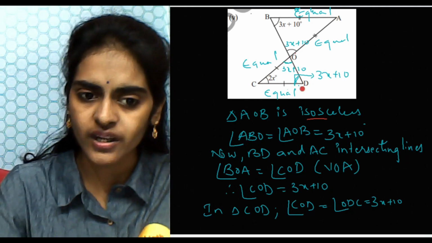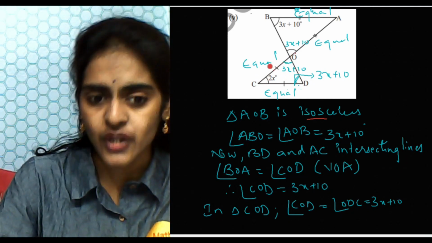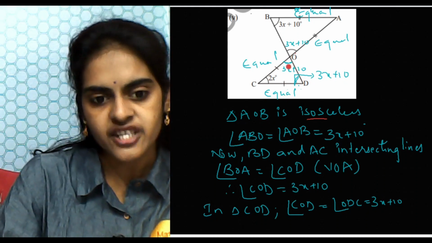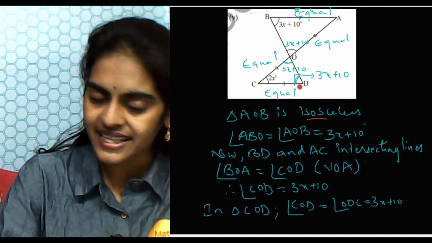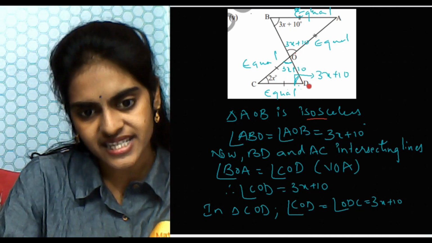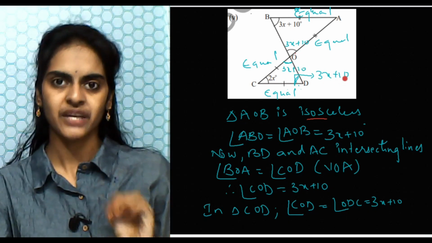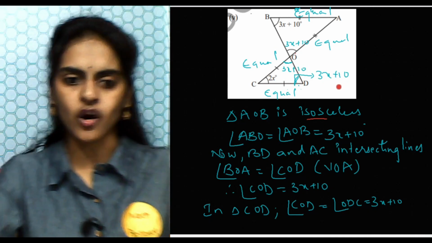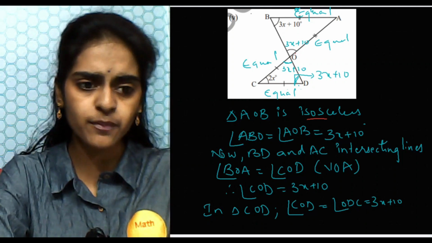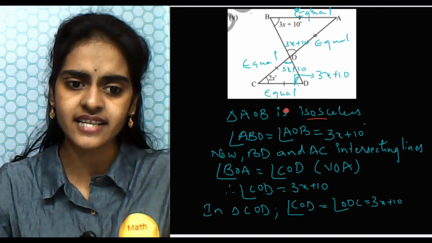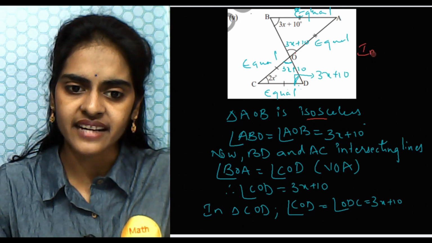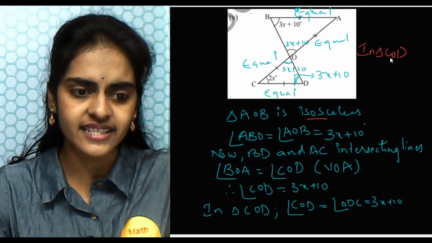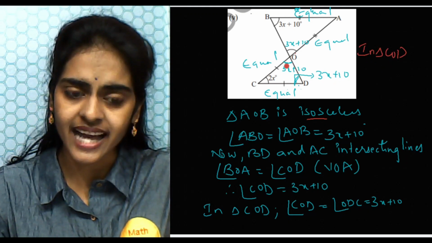In this triangle COD, this is also isosceles. So you have this side equal to this side, which means these two angles are equal. So if this angle is 3x plus 10, this angle is also 3x plus 10. Clear till here? So the next point which we are going to use here is, now in triangle COD, you can see all three angles are there.